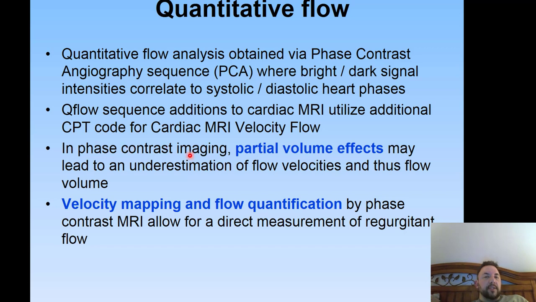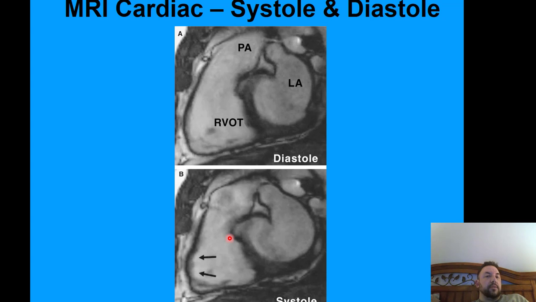In phase contrast imaging, partial volume effects may lead to an underestimation of flow velocities and thus flow volume. Velocity mapping and flow quantification by phase contrast will allow for a direct measurement of regurgitant flow going in the wrong direction.